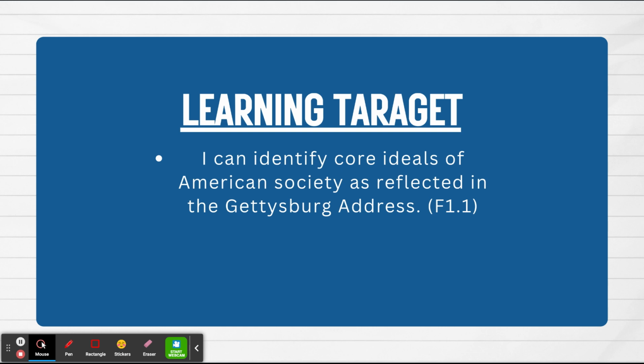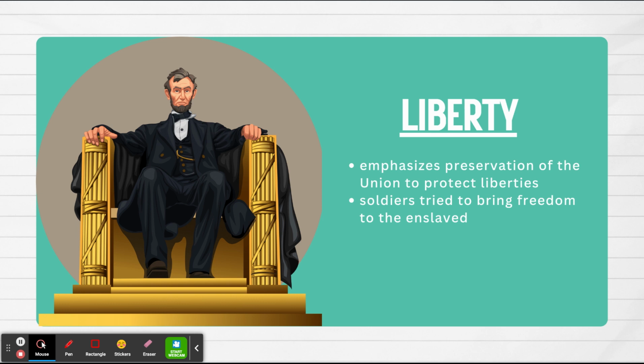In today's mini lesson, as we're looking at the Gettysburg Address, we are going to look at the values of liberty and equality, and we're specifically going to focus on how the Gettysburg Address loops back and connects back to the Declaration of Independence. So, first of all, we're going to talk about liberty. Within liberty, this was a major concern for Lincoln. He emphasized the preservation of the Union to protect liberties.